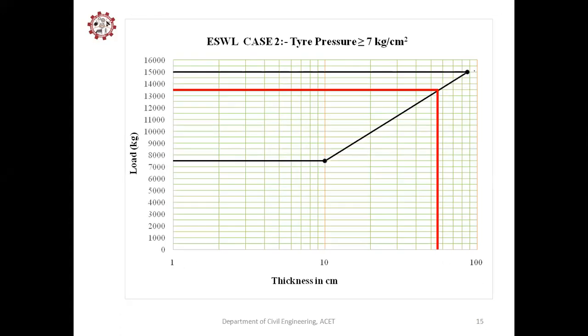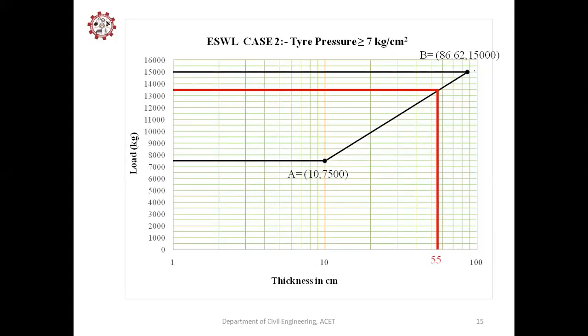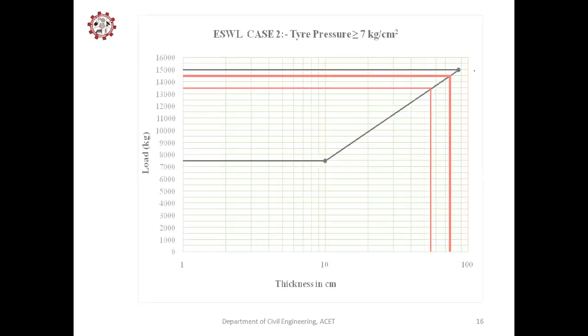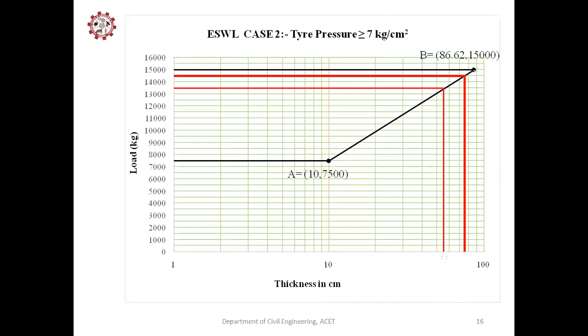Then we need to draw the values for 55 centimeter. So this is your value for 55 centimeter. Project it on line AB and project it on the y-axis. So you will get the loading for thickness T55 as 13,500. Then your thickness for 75. So you have to plot it for 75. For 75, again project the vertical line on the AB line and a horizontal line on the load axis. So you will get the value as 14,500 for 75.